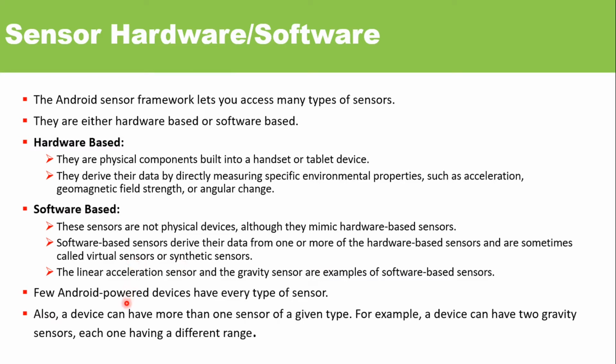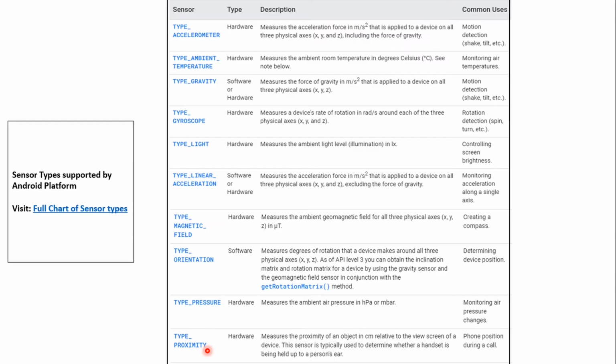Now, few Android powered devices have every type of sensor. So this is something that you need to keep in mind. All the Android powered devices will not have each and every type of sensor. A device, on the other hand, can have more than one sensor of a given type. Say for example, a device can have two gravity sensors, each one having a different range. Okay, so these are the types of sensors that are supported by the Android platform.